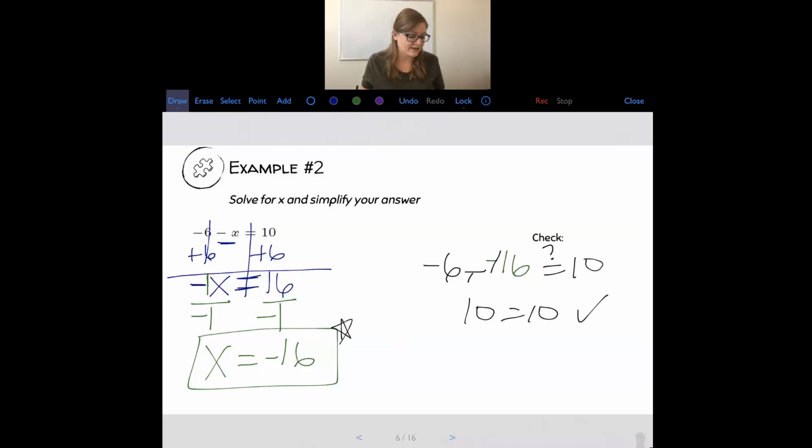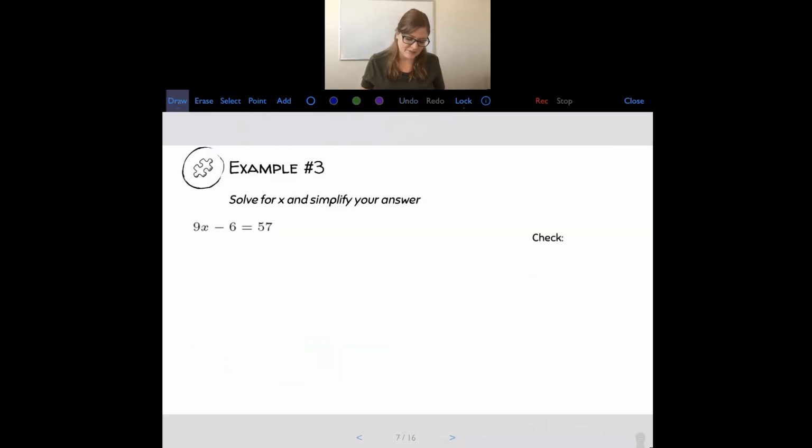Okay, I have a spot on each of these slides for you to check your answer. On some of them, I'll start with the setup, but I may not go through each of them for the sake of time. But if you do have any questions about checking your solution, please make sure you reach out to me. Okay, example 3, solve for x, simplify your answer.